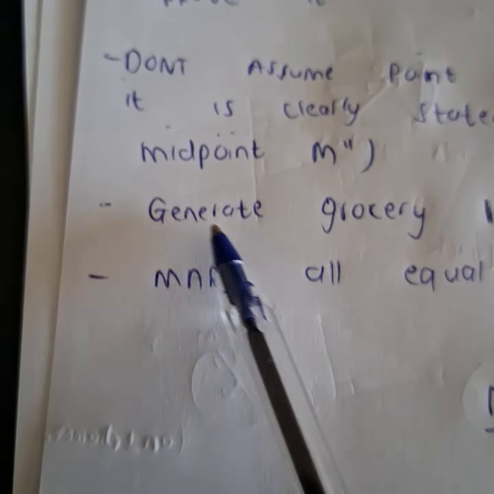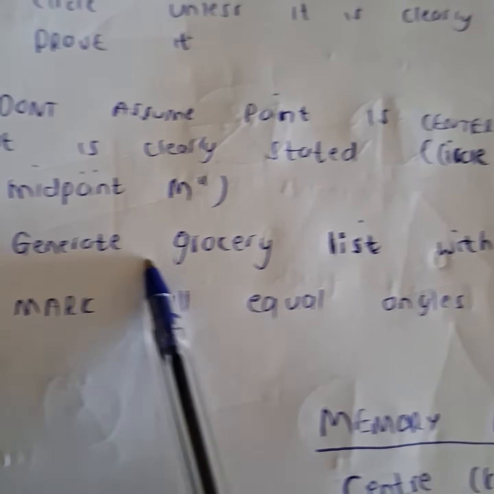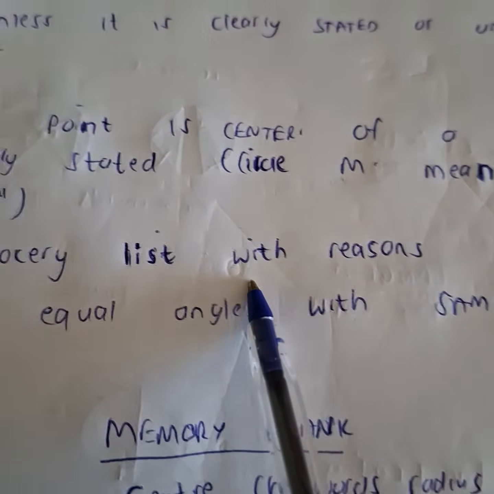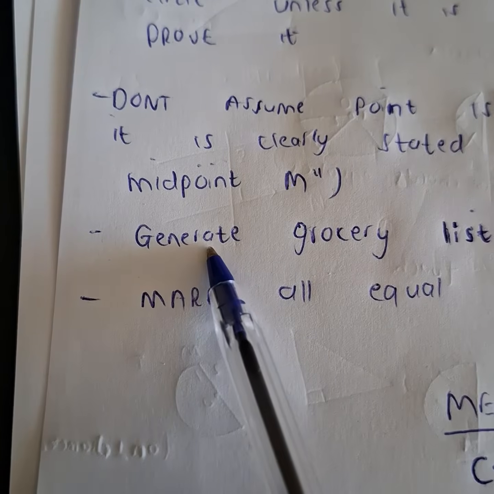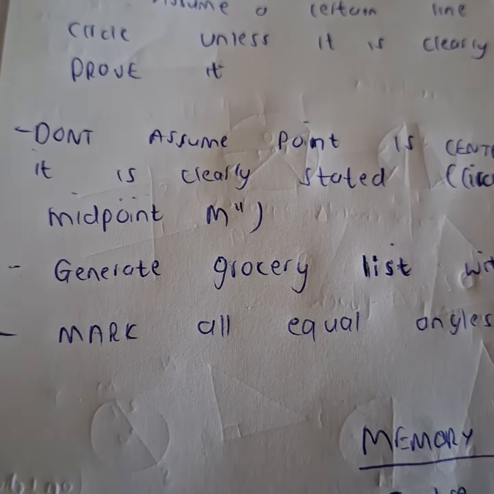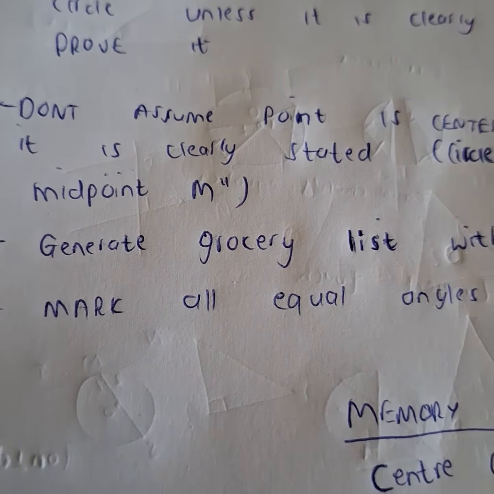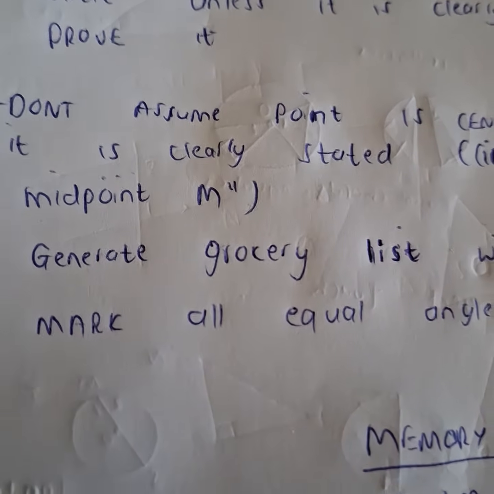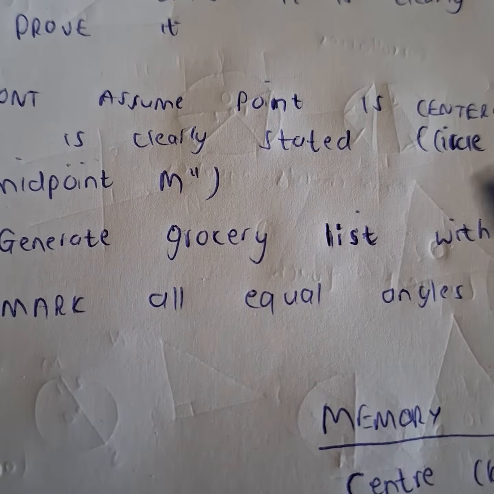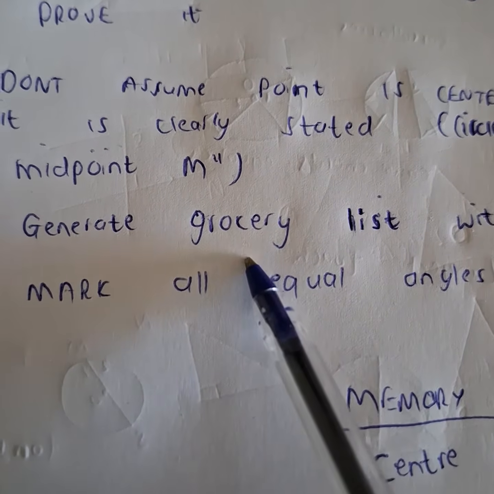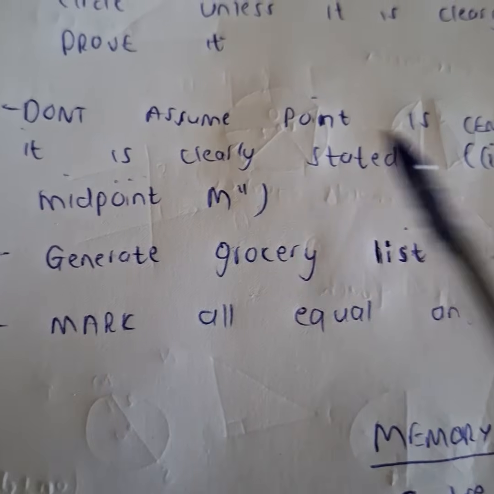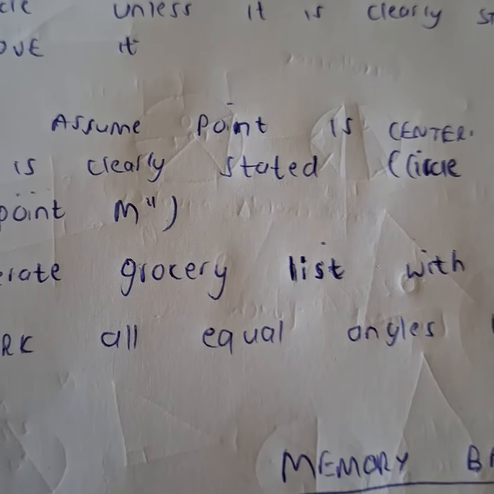I hope that makes sense. Then we need to be able to generate something called the grocery list with reasons. Now the thing is, when you look at a particular diagram, because you know your theorem so well and you know the diagrammatic representation of each theorem, you should be able to immediately see that, oh, that angle is equal to that angle, and for a particular reason.